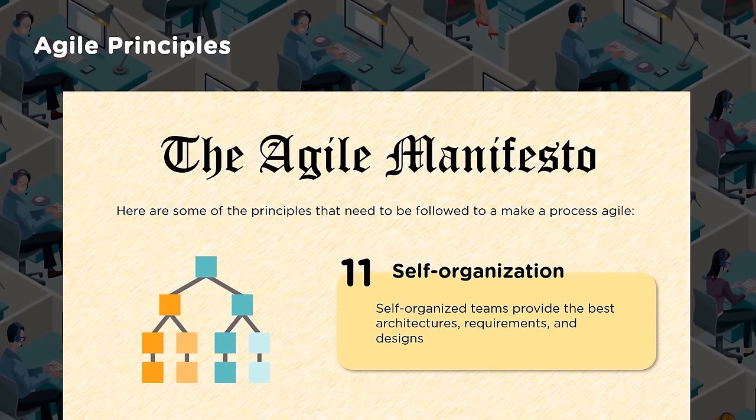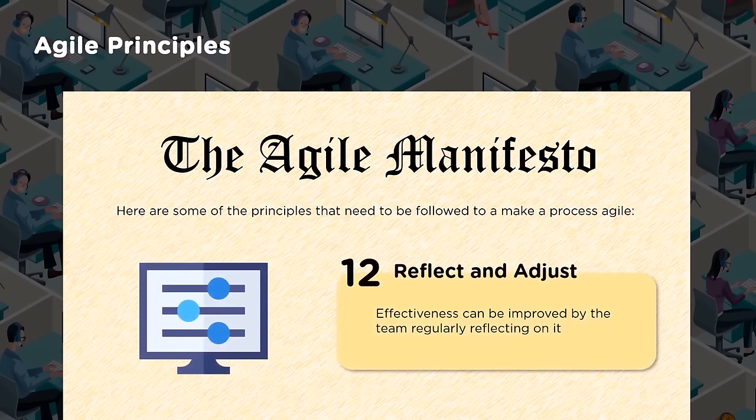So next is reflect and adjust. So when are we going to reflect? Reflect upon what is happening. Learn, understand, keep learning. Having a reflection on what is happening means responding to it so that improvement can happen quicker. Effectiveness can be improved by the team regularly reflecting on it. So the team is also understanding, the team is also having that accountability to ensure that necessary adjustments, necessary actions are taken to make those changes and corrections quickly.